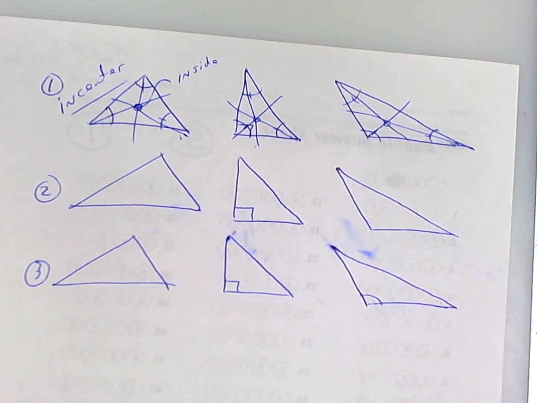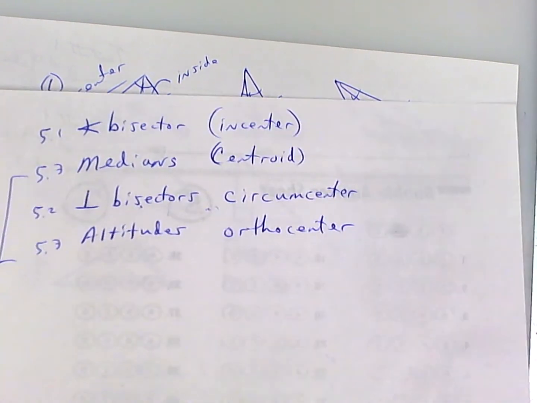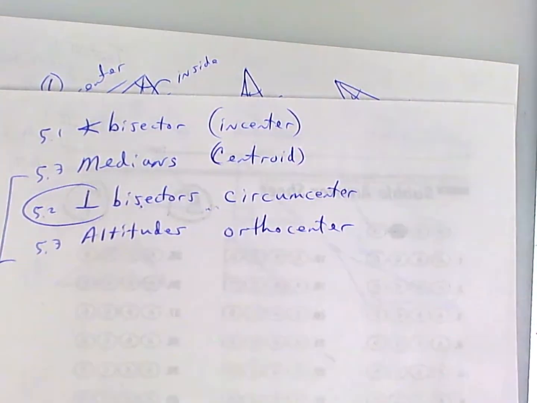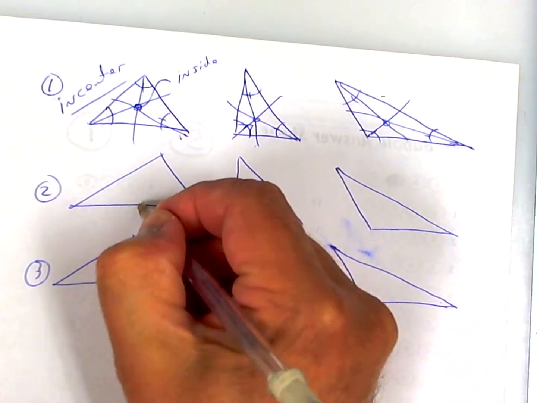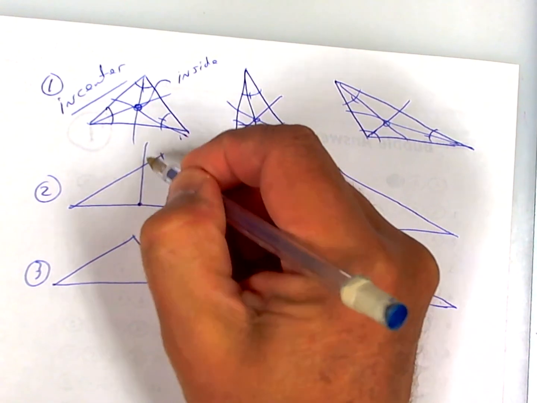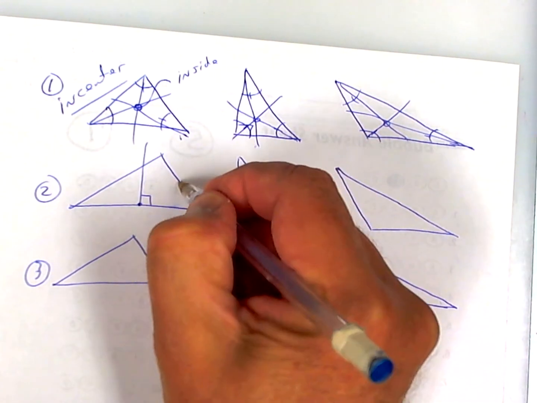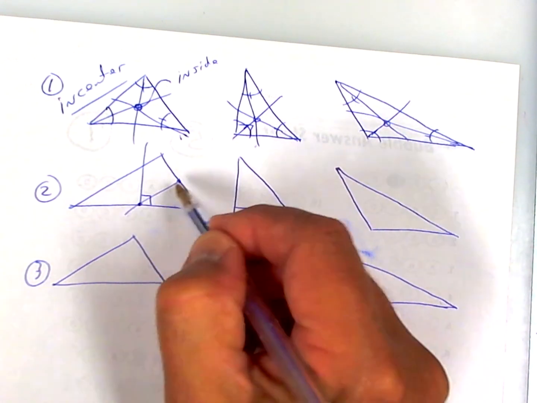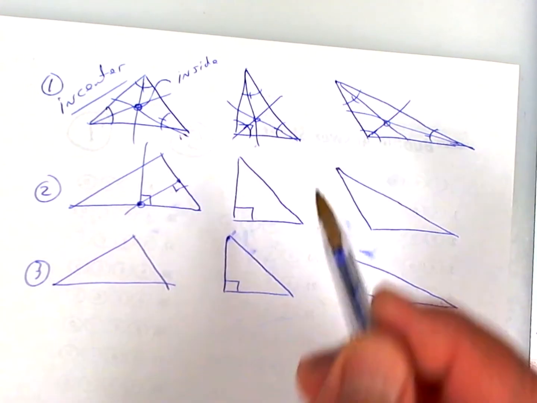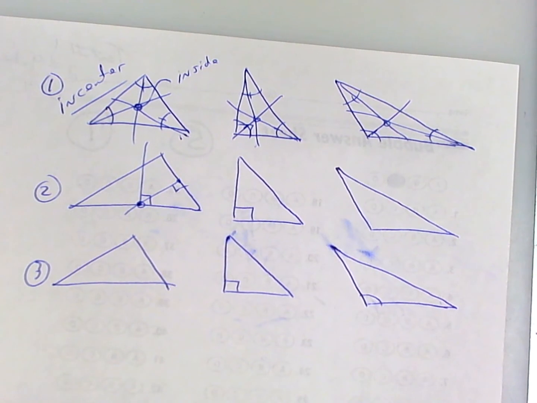Let's go to 5.2, which is the perpendicular bisector. Okay, this one right here. So here is a midpoint, and that's perpendicular. Here's a midpoint, and that's perpendicular. Okay, so this one is on it. It's actually a right triangle.